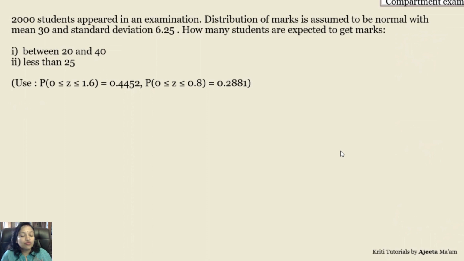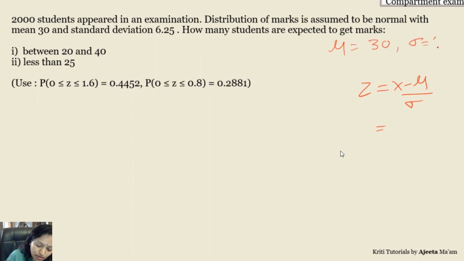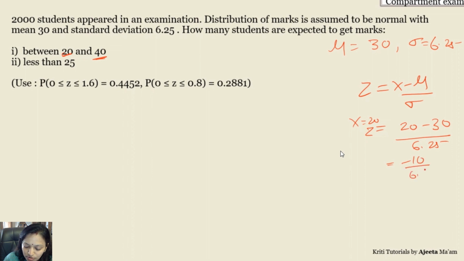So in normal distribution we have to find the Z score. Z score ka formula x minus mu upon rho. So what's your mu given to you? Mu is given 30 and rho is given 6.25. So x हमारे पास क्या है 20, 40. x 20 के लिए पहले कैलकुलेट कर लेते हैं z स्कोर. So 20 minus 30 upon 6.25. So minus 10 upon 6.25. Correct? So that is what we have.